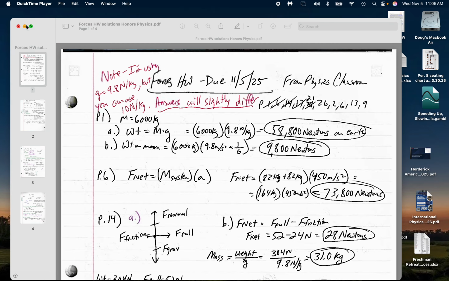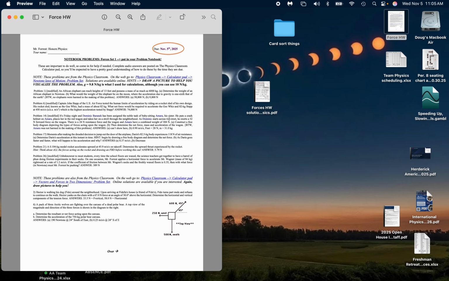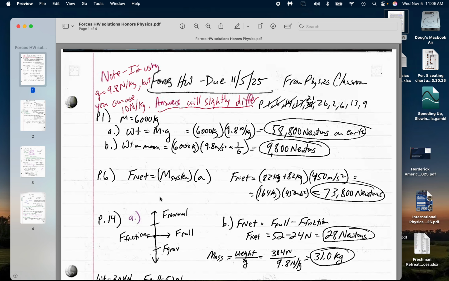My forces homework, notebook problems, they should look something like this, assigned last time. I'm going to go through my answers, and I'll again also upload a PDF. Those problems are from the Physics Classroom, two somewhat different problem sets.